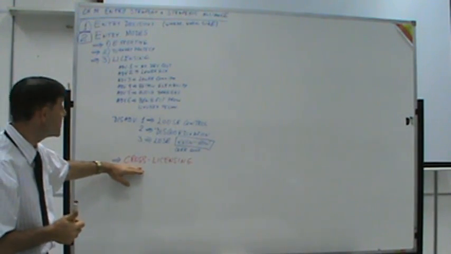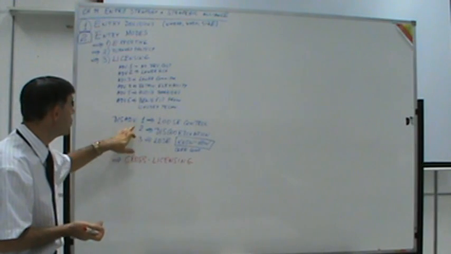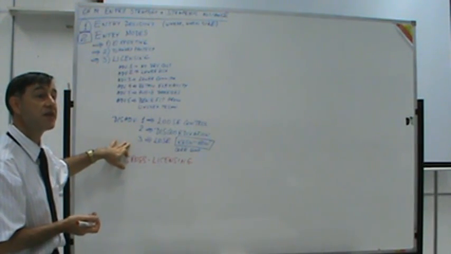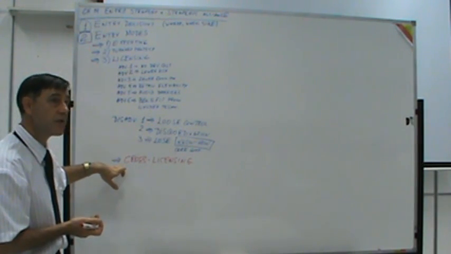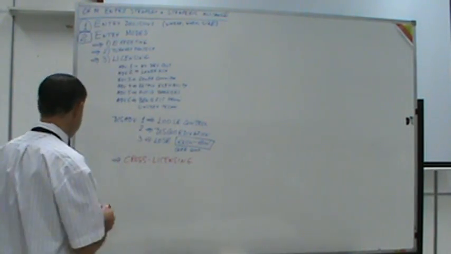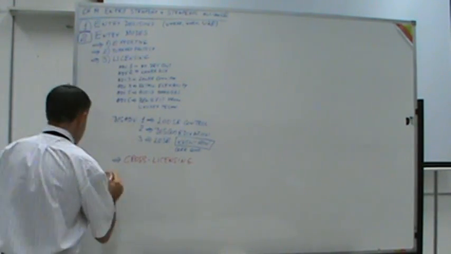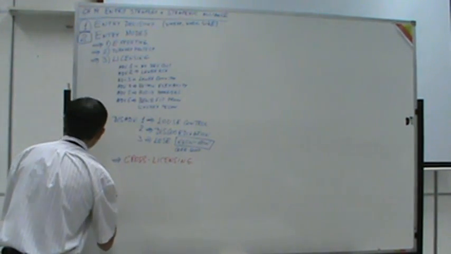So cross-licensing mitigates or reduces some of these disadvantages. It doesn't solve the problem, but at least it reduces it partially. And that's basically licensing.